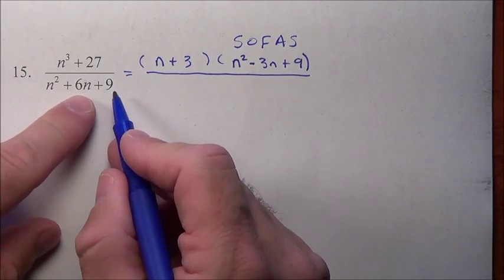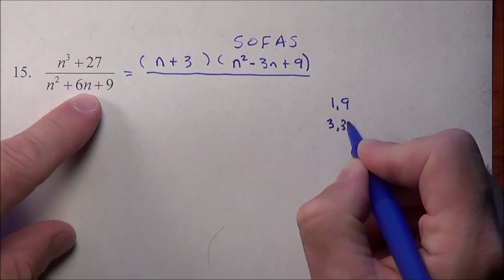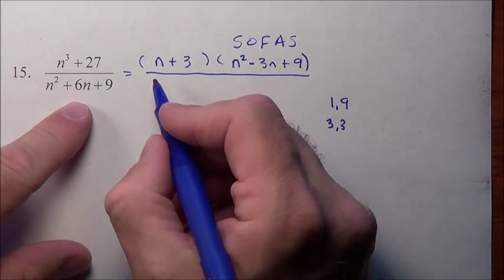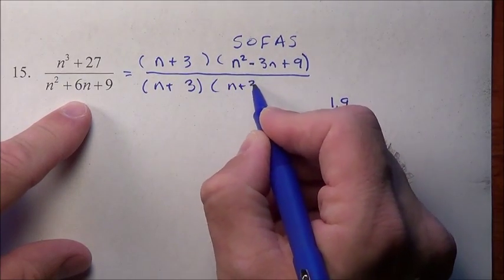Oh, we got to break this down. So if we think of the factors of 9, there's 1 and 9, 3 times 3. Which of these will produce a 6? The 3 and 3. So this is simply an n plus 3 times an n plus 3.